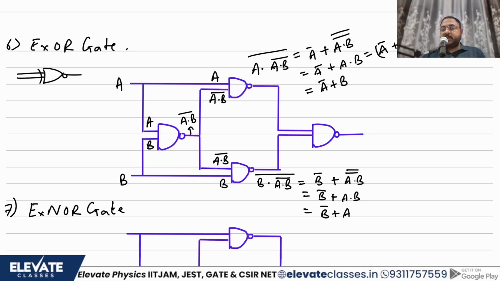So now the two inputs that we have, I'll use a different color. This input has become A bar plus B, and this input has become A plus B bar, or B bar plus A. Now let's find the final output. The final output will be A bar plus B dot B bar plus A whole complement, right? This should be our output.